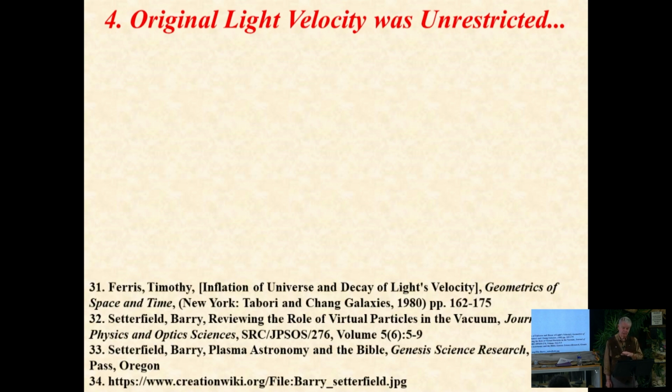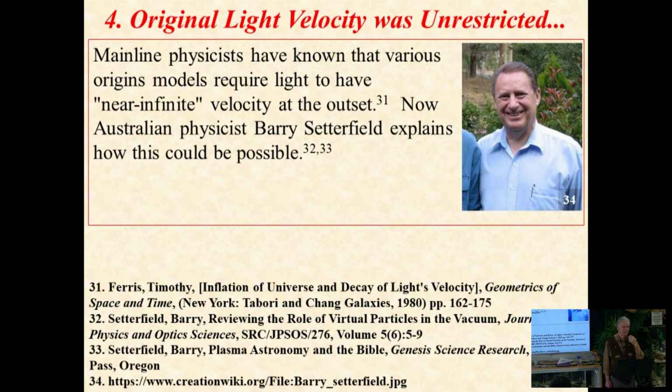This is a very important point in the lecture. It's going to solve some major problems. Original light velocity, the speed of light, was not restricted to 186,000 miles per second. Mainline physicists have known that various origins models require light to have near infinite velocity at the outset. Now, Australian physicist Barry Setterfield explains how this could be possible.